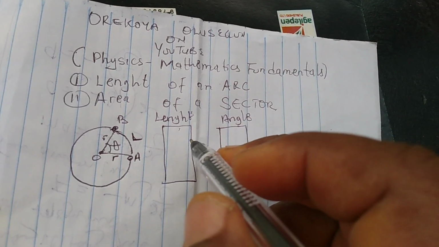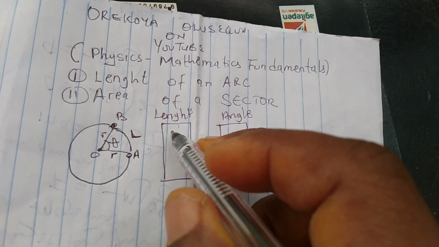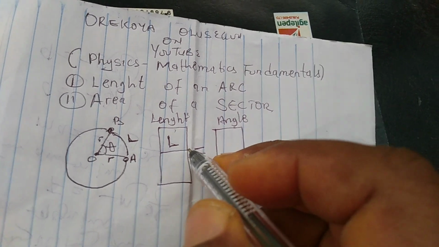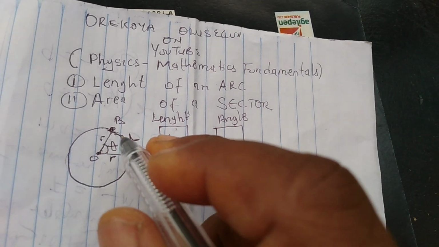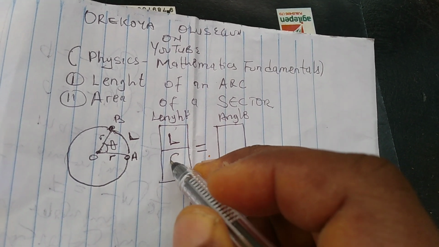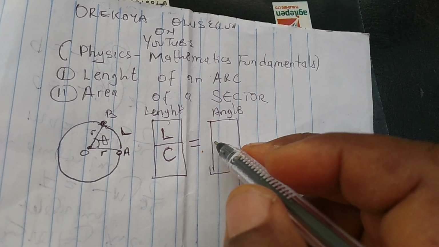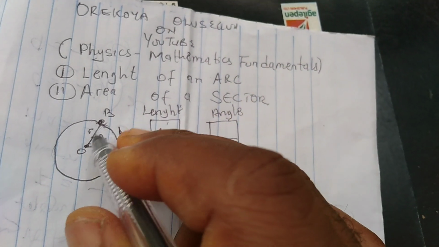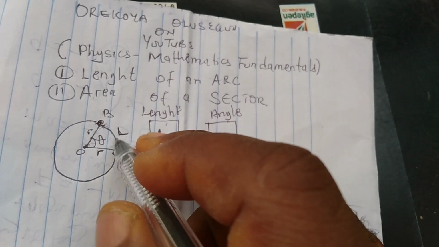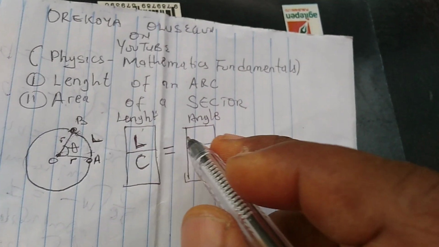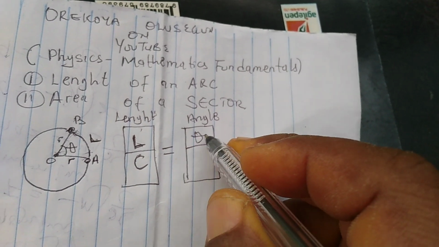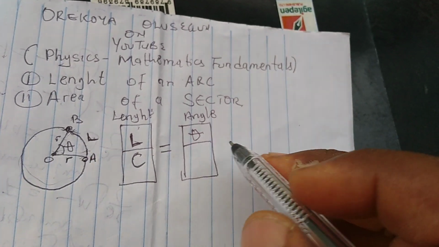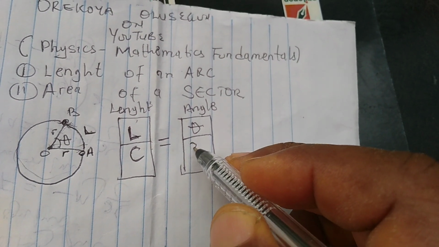Now for this length, let's put the length of the arc as L divided by the total circumference of the circle, let's say circumference C. As for the angle subtended at the center by the arc of length L, let's say it's theta, you put it here, and the total angle subtended at the center of a circle is 360 degrees. We write that here.